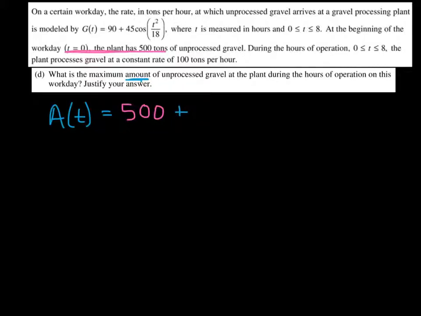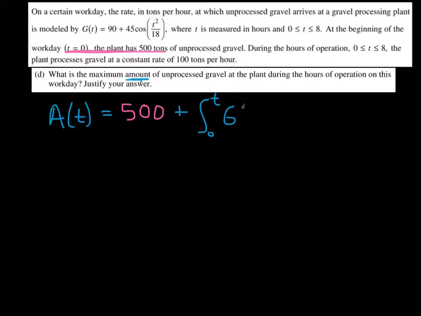At the plant at any time. Okay, so how do I find the amount? Well, that means I have to go backwards from the rate. So I do the integral from 0 to t, at any time t, of my rate that it's arriving.